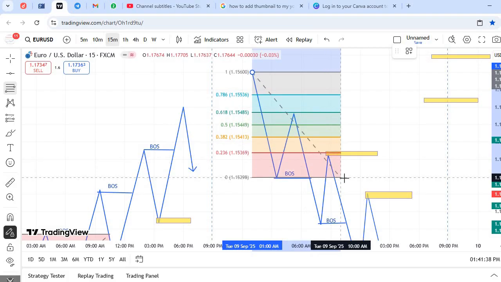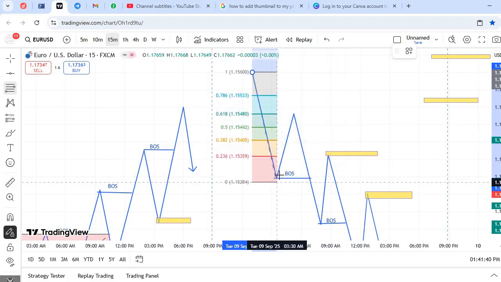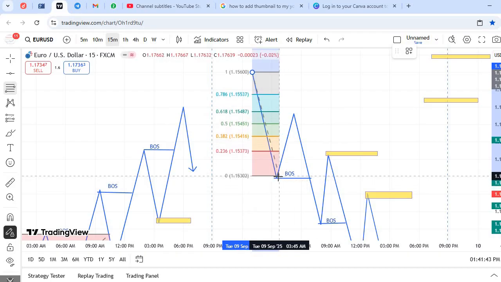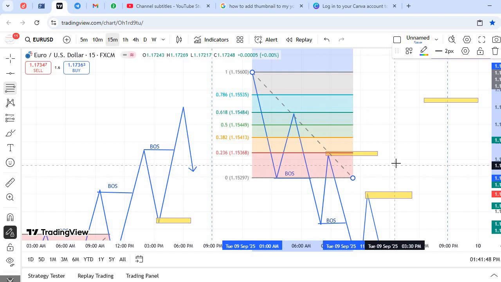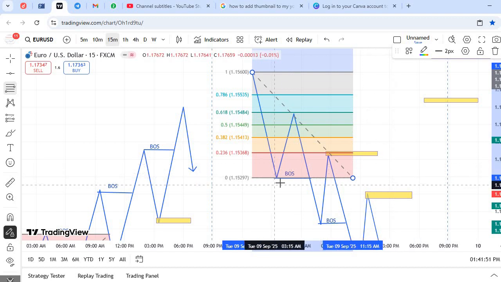Can you see? We draw it down, and we make sure that this is resting on the recent low. So this is our recent low, this is our recent high. So for a downtrend, you start from the recent high and you draw down, and you make sure that it's resting on the last low. Yes, we have the 1.156 from the recent high, and we have the 1.15297 on the recent low.